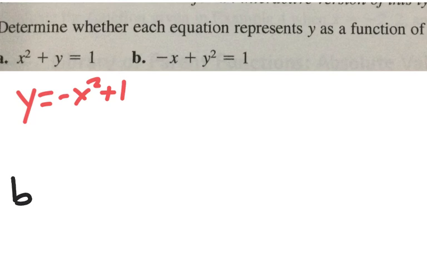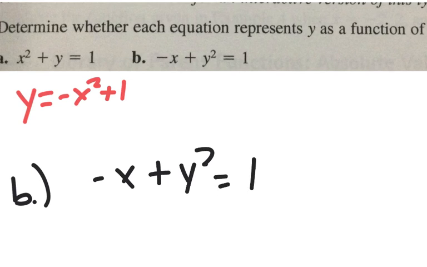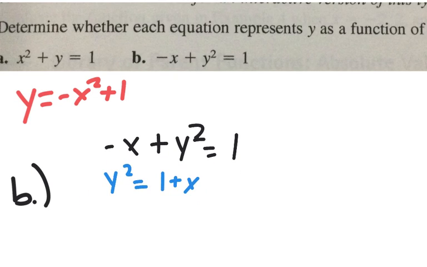Now let's look at the b part. The b part says negative x plus y squared equals 1. Okay, let's see what happens when I get y by itself here. So I move the x over, and it becomes positive. So I get y squared equals 1 plus x.